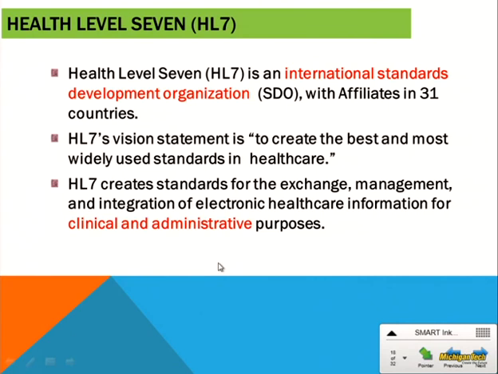Okay. In fact, HL7 creates standards for the exchange, management, and integration of electronic health care information for clinical and administrative purposes. Okay, that's clinical and administrative purposes. That's what you need to know here, not just for others. Clinical and administrative. That's the main purpose of HL7.